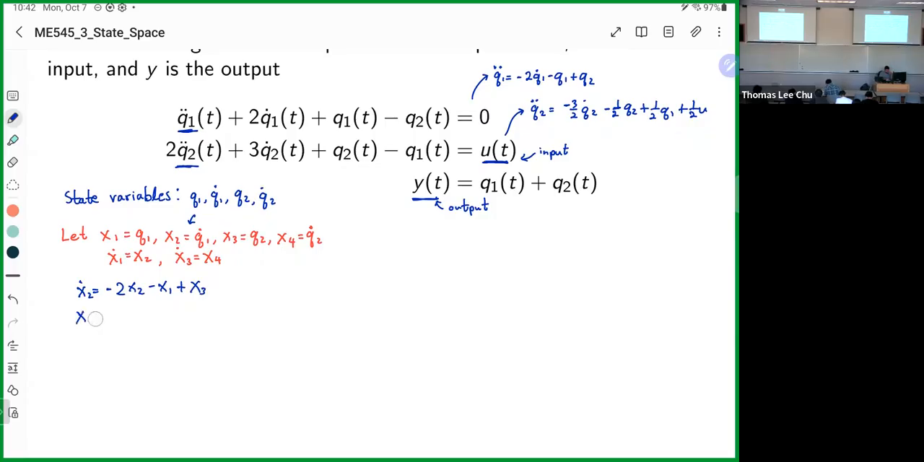Then x4 dot, which is Q2 double dot, is equal to minus 3 over 2 x4 minus 1/2 x3 plus 1/2 x1 plus 1/2 u. And then our output equation is going to be x1 plus x3. Any questions so far?